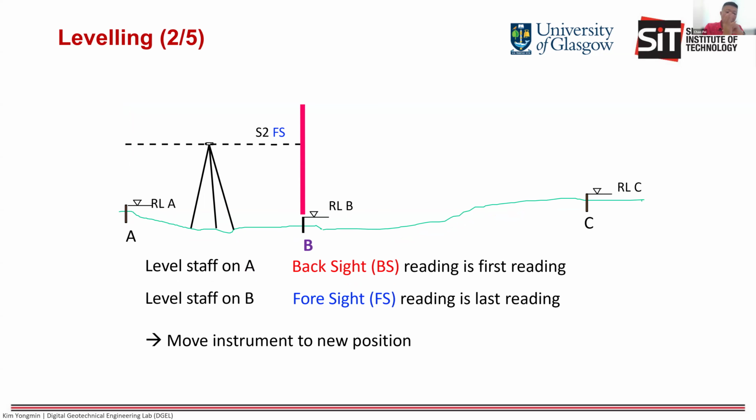The foresight is the last reading before you shift your level instrument. Remember, I repeat, this is important. Foresight means your last reading before you shift your level instrument. Because later on you will see there are some intermediate readings and intermediate sights. Those we don't count as the last. Only the last is called foresight. Then after you read the foresight, you move the instrument to another point.